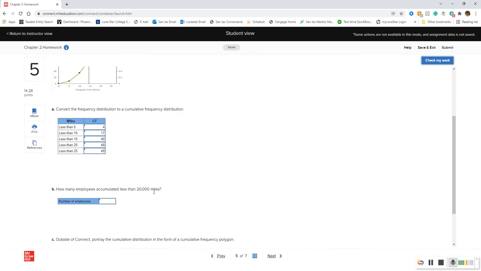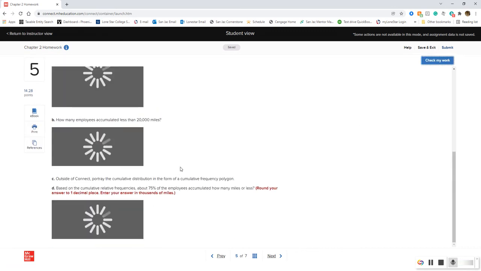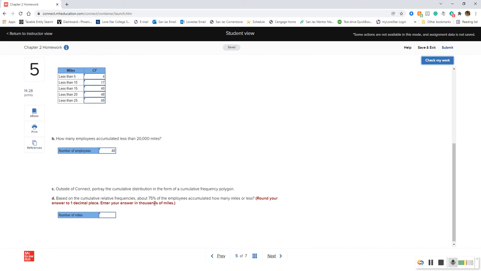How many employees accumulate less than 20,000 miles? That would be 48 according to our chart. Check. Boom. C, again, that's an outside. Not going to focus. Based on the cumulative relative frequency, about 75% of employees accumulated how many miles or less? Now, you may need to go ahead and draw this just to get to this answer. But let's see. Round your answer to one place. Enter your answer in thousands of miles. I want to make sure that's correct.